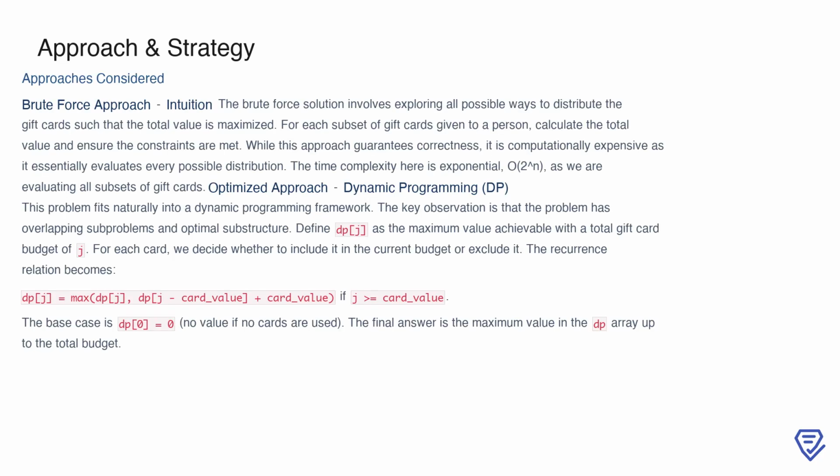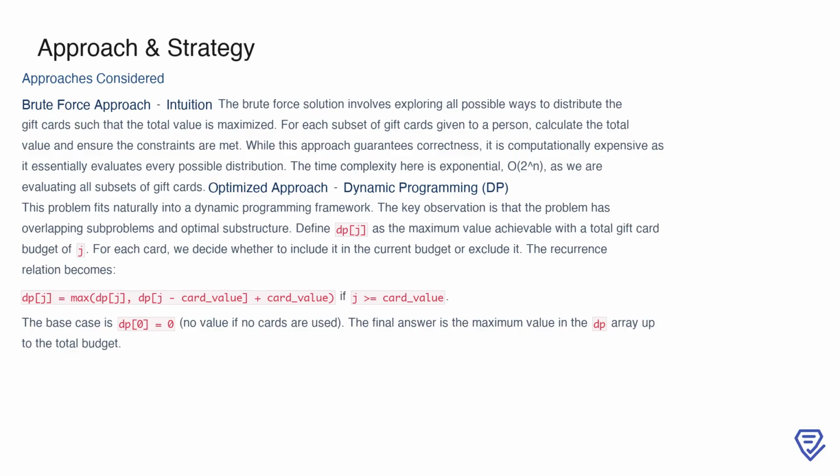To solve the problem of maximizing the gift card value, we first consider a brute force approach. This method is straightforward in concept. It involves exploring all possible ways to distribute the gift cards to maximize the total value while meeting the constraints. For each subset of gift cards, we calculate the total value and check if it satisfies the rules. While this guarantees correctness, the sheer number of subsets makes this approach computationally expensive. With n gift cards, there are 2^n possible subsets to evaluate, resulting in an exponential time complexity. Clearly, this method is impractical for large inputs.